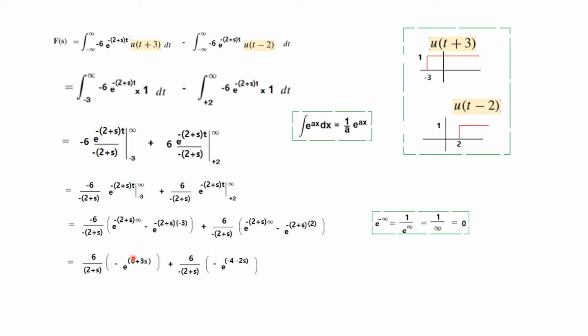So what is left here is this term and this one here. We multiplied with the 3 this one, and we multiplied by 2. And now we take this term 6 divided by (2 plus s) common. So here 6 divided by (2 plus s) with the minus sign. So the first term is minus, but because of the minus sign it becomes plus, and because of these two minuses it will also become plus. So it will remain plus e raised to the power (6 plus 3s) and minus e raised to the power (4 plus 2s) at the end. We can just write the positive term ahead and the negative term at the end. And so this is the answer given in the book, which is the same as what we have.